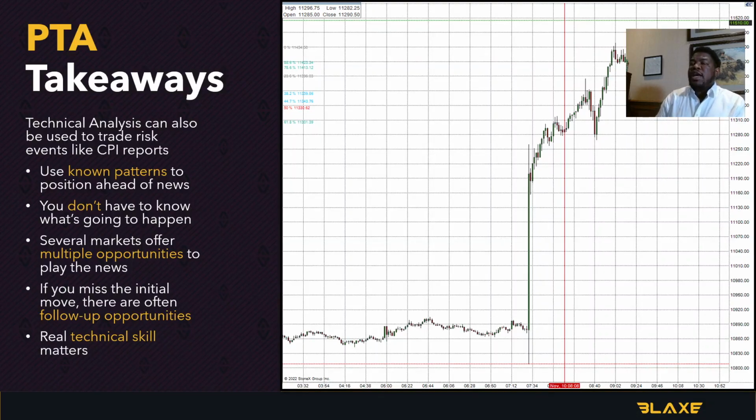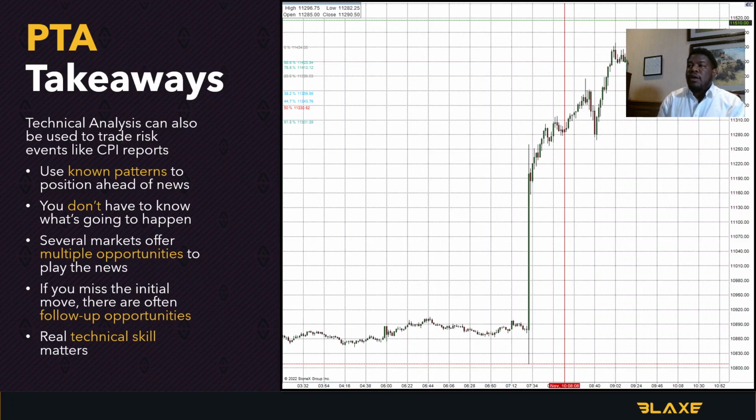Now, it wouldn't be a good PTA if you didn't have something to take away, something to learn. What you learn here is that technical analysis is key to trading everything, including risk events like the CPI reports. Well, how do you do it? Use known patterns to get yourself ahead and position smartly ahead of the news. What makes it smart is that your risk management has to look good. It has to make sense. You don't have to know what's going to happen in the report. Don't care. Read what the market's trying to tell you. It will surprise you in what it knows.